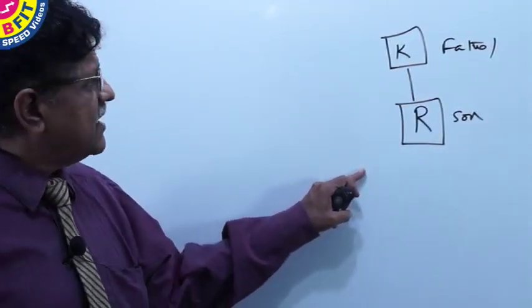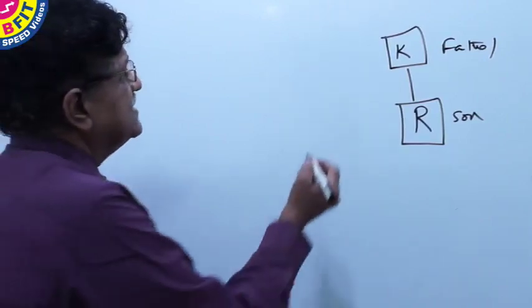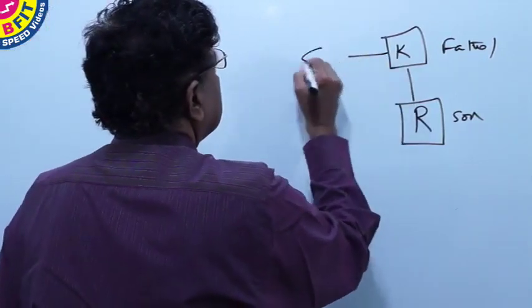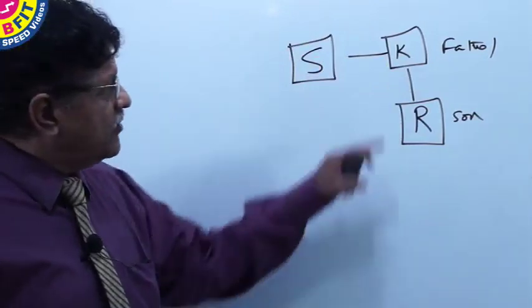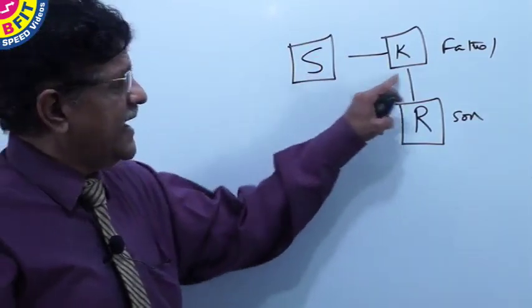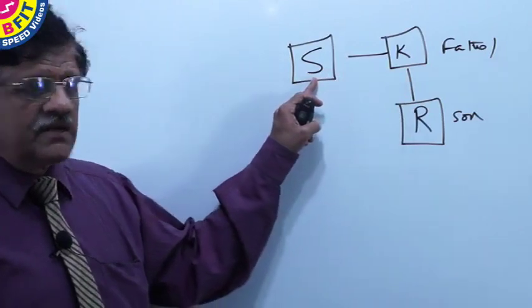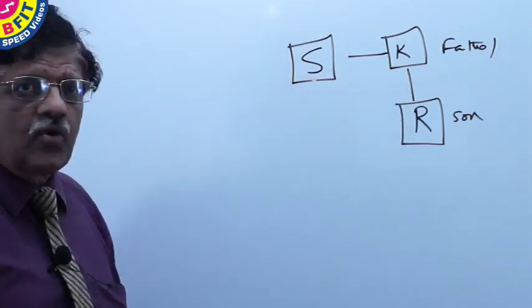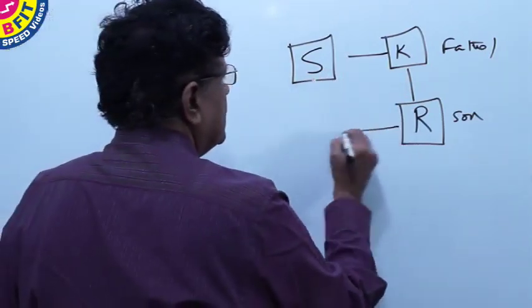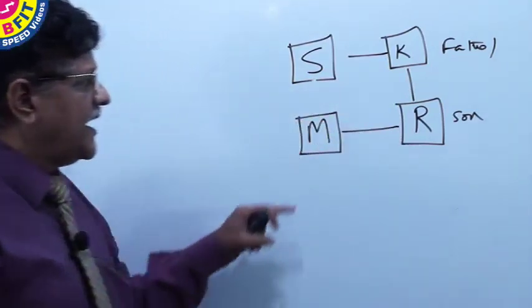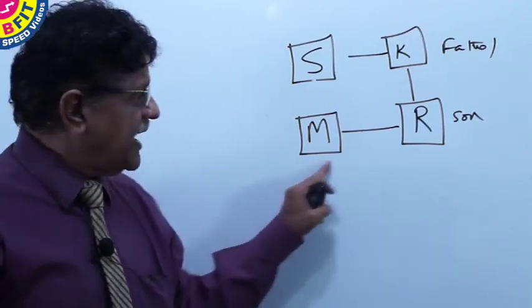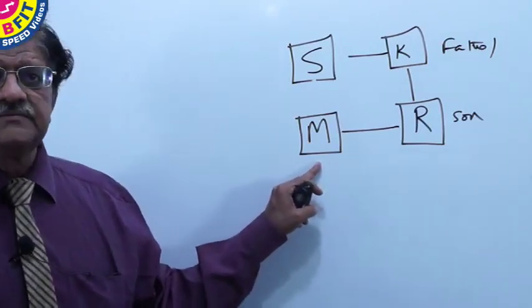Sita is sister of Kumar. I have drawn parallel because Sita and Kumar, they belong to the same generation. Mala is sister of Rahul. I have drawn here because Rahul and Mala, they belong to the same generation.